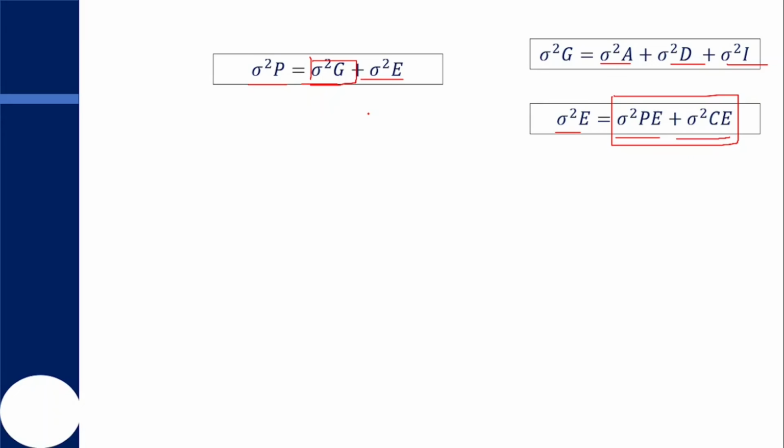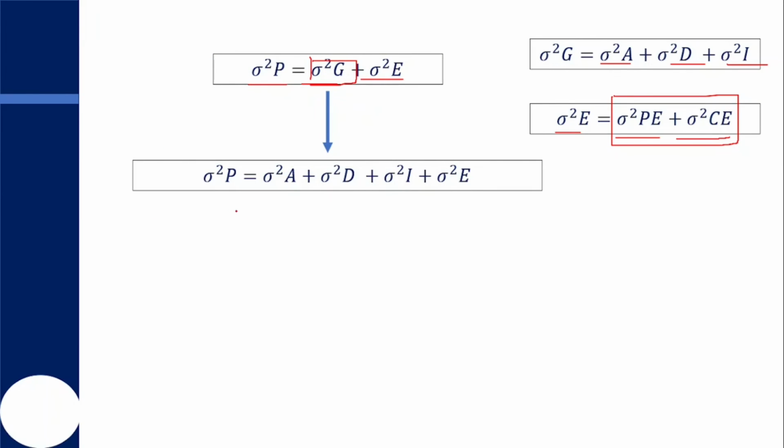So now we will add these components of variances into our model, and our model will now be extended like this. The phenotypic variance is due to additive genetic variance, dominance genetic variance, plus epistatic variance, plus environmental variance. So now you can see I have replaced the genotypic variance with the components of genotypic variance.